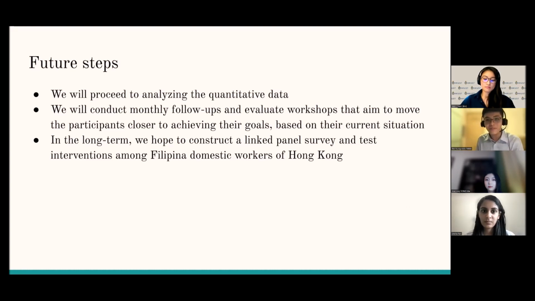We're thinking about using the transtheoretical model of behavioral change to analyze where the participants are at. And in the long term, it's our hope to construct a linked panel survey and to test interventions among Filipino domestic workers of Hong Kong.